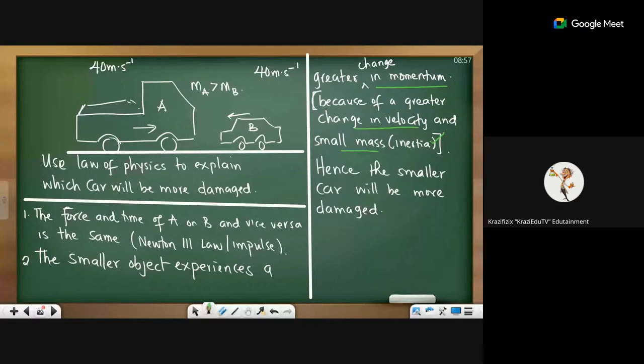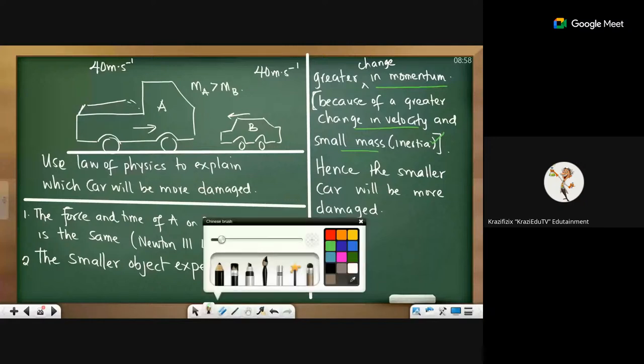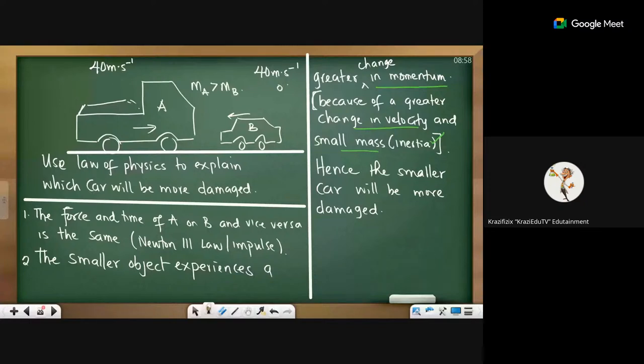So imagine you have a smaller car and a bigger truck hitting each other. The smaller car will feel more impact because of the difference in the velocities. So you would see the smaller car move from maybe 40 to 0, while this one will move from 40 to maybe 20. So who experiences a bigger change in momentum? The smaller car, and the smaller car will be easily damaged.